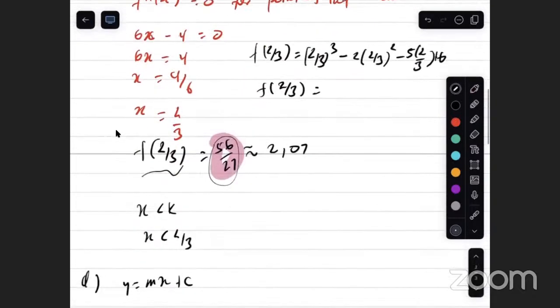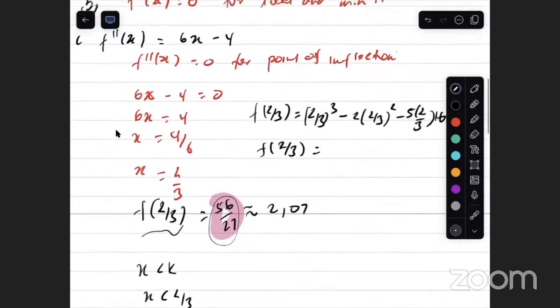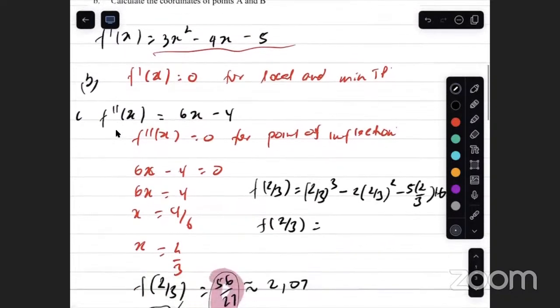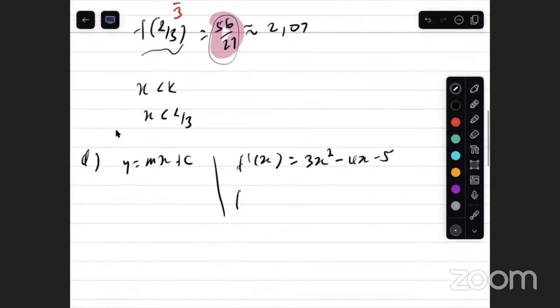So we're looking for f prime. We've already calculated f prime of x, which equals 3x squared minus 4x minus 5. So I'm looking for f prime of 2/3. Why? This number is important because it's going to give me the gradient at that point. You understand what I'm saying? The gradient of this thing keeps on changing.